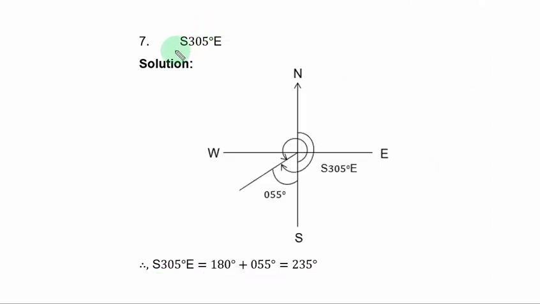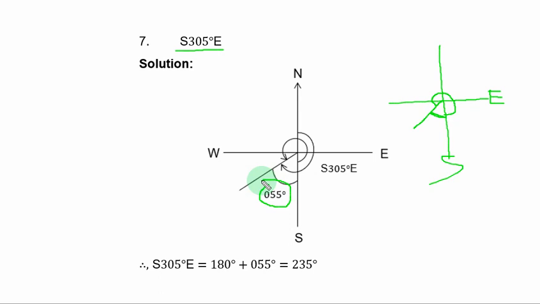Example 7, we have south 305 degrees east. So let's draw the four main cardinal directions. We are interested in between south and east. The movement will start from the south through the east until you have 305 degrees. So from south to this point is 90, to this point is 180, to this point is 270. That means you need extra 35 degrees from this quadrant for you to have 305 degrees.